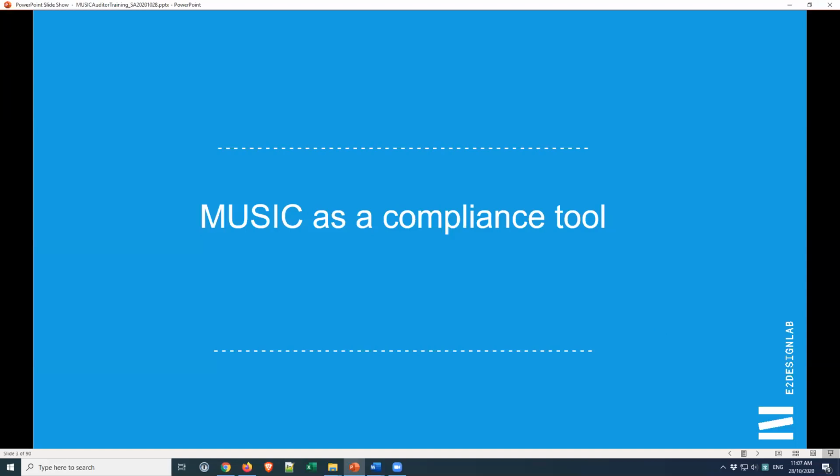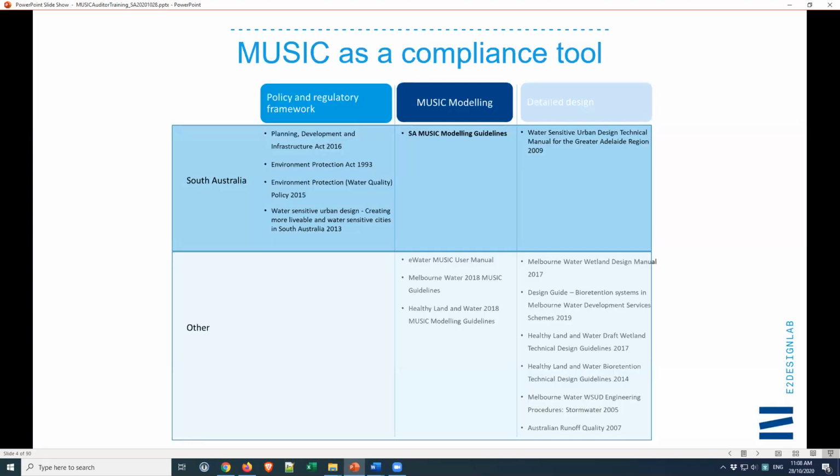I guess to start with, probably a fair question to say, well, why would we use MUSIC in the first place? And hopefully everyone here today understands that MUSIC is a stormwater modelling tool, and the purpose is to be able to assess various water-sensitive urban design or stormwater treatment systems and determine whether they're meeting the relevant objectives and requirements for stormwater management. These are established through a range of planning legislation and policy.